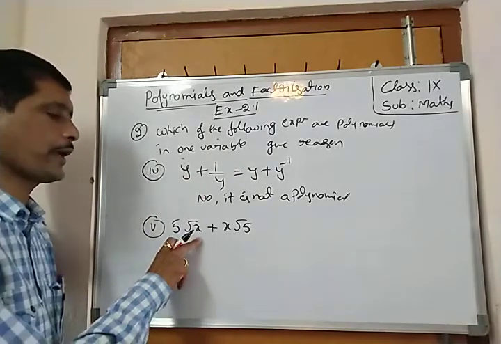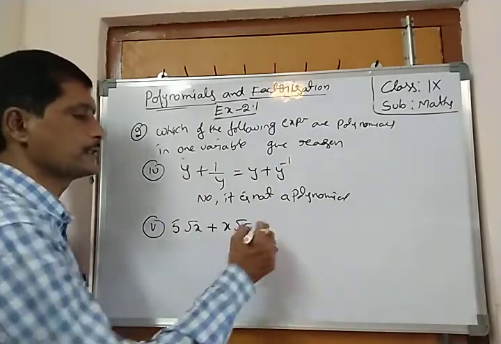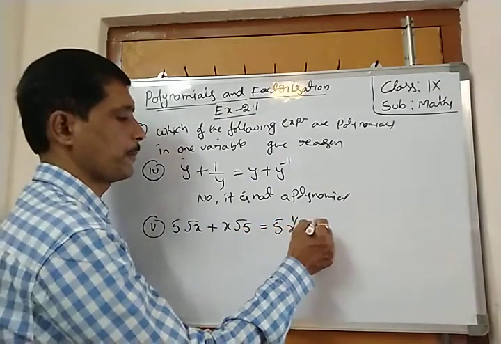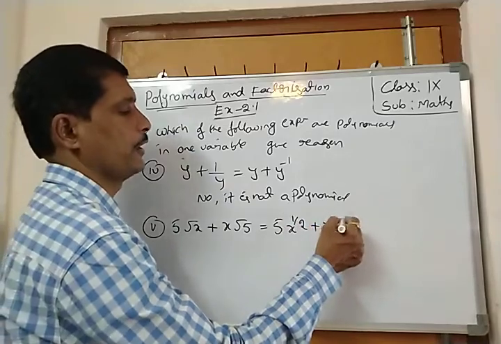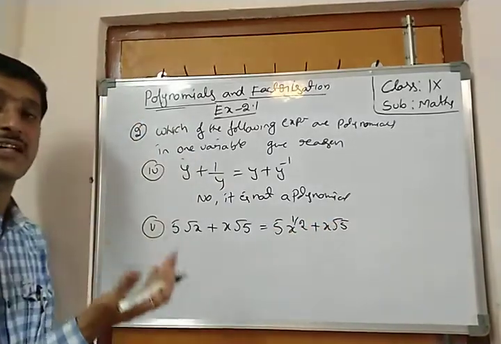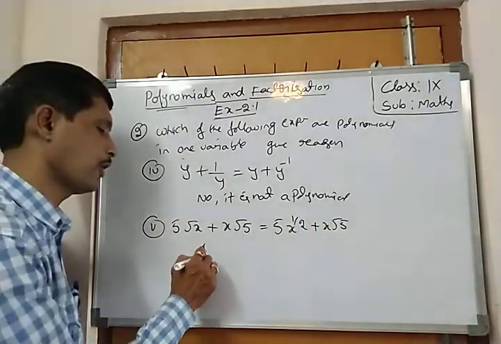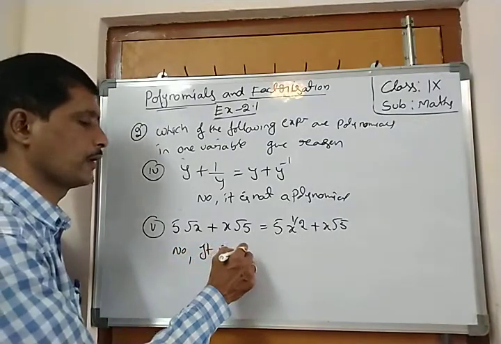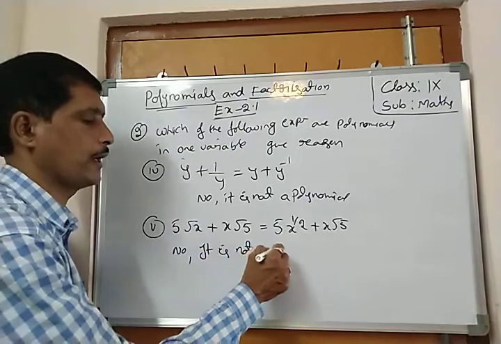Here, 5 root x plus x root 5 can be written as 5 into x power 1 by 2 plus x into root 5. Here, x power 1 by 2, that is a fraction, is there. It is also not a polynomial.